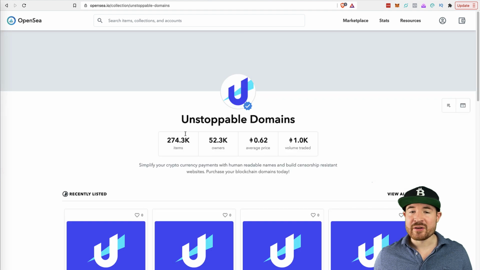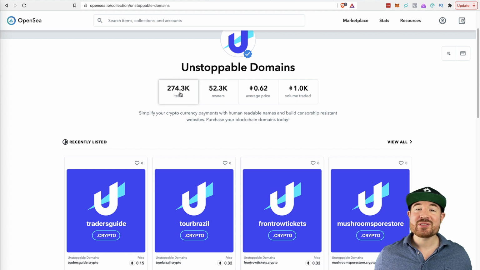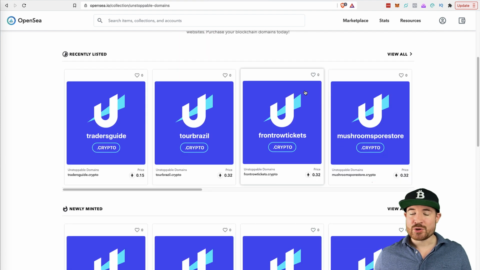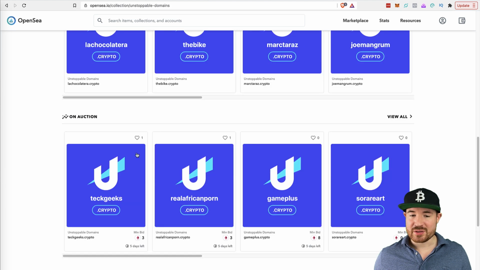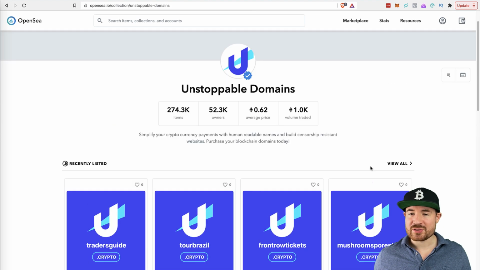So you can see over here, this is Unstoppable Domains, the collection on OpenSea.io. You can see they have 274,000 items, 52,000 owners, and you can see the volume over here. So there's been 1,000 ETH worth of volume already traded. And basically, you can buy and sell these unstoppable domains, these NFT domains on NFT marketplace. So you can see over here, tradersguide.crypto, Tour Brazil, frontrowtickets.crypto. You can see newly minted on auction, techgeeks.crypto. You know, there's all sorts of cool things over here.